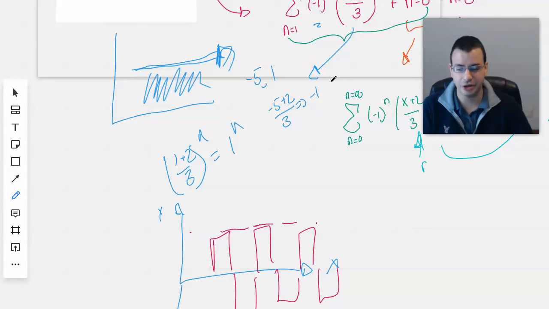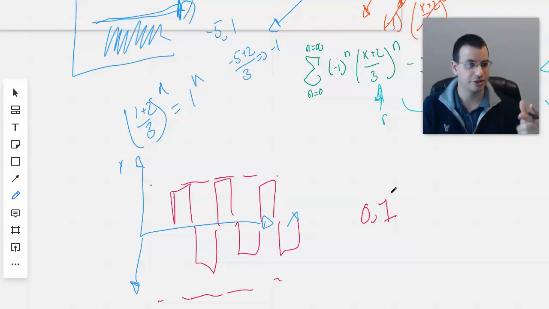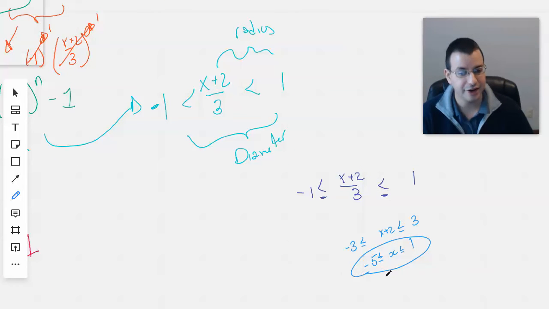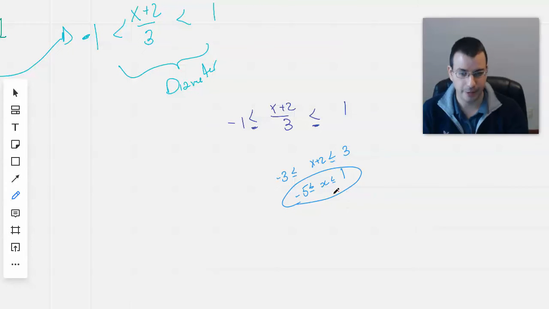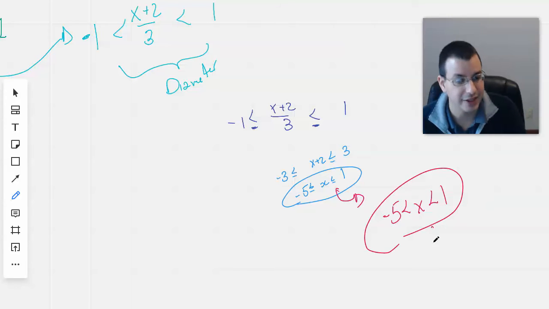Would be 1. So I think the summation would alternate between 0 and 1, just back and forth. But it would do that forever, and so it wouldn't converge on a single value. And therefore, since it doesn't converge on a single value, it has two values that it alternates between, it does not converge, it diverges. So neither negative 5 nor 1 can be included. So it would be negative 5 less than x less than 1. And this is the radius of convergence.